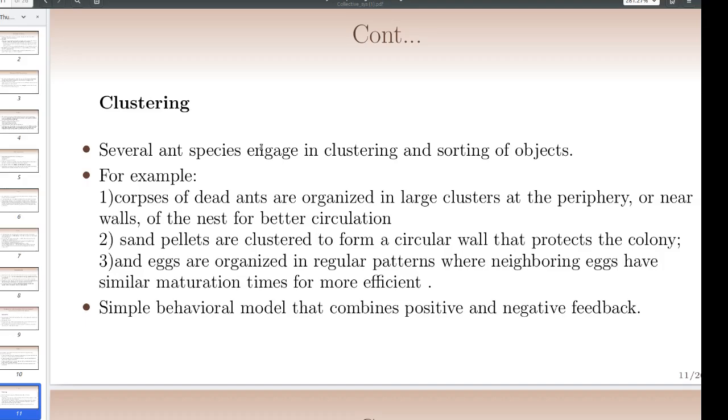Sometimes sand pellets are clustered to form a circular wall that protects the colony. And we can see eggs are organized in regular patterns where the neighboring eggs have similar maturation times, for a more efficient way of collecting the eggs. These are all simple behavioral models that combine positive and negative feedback.